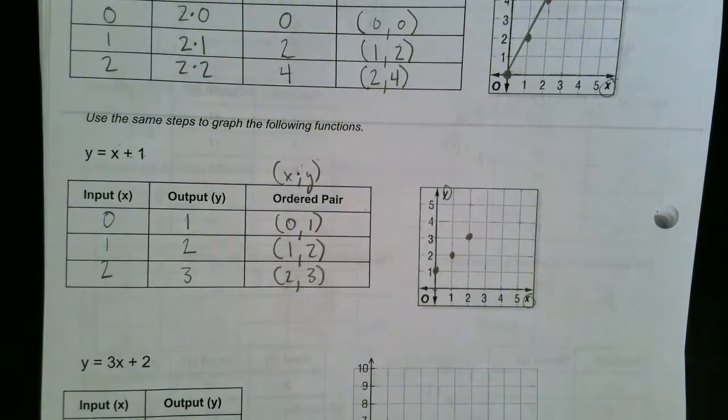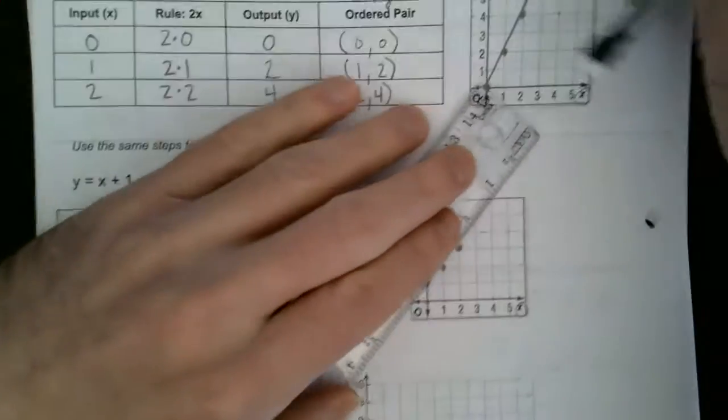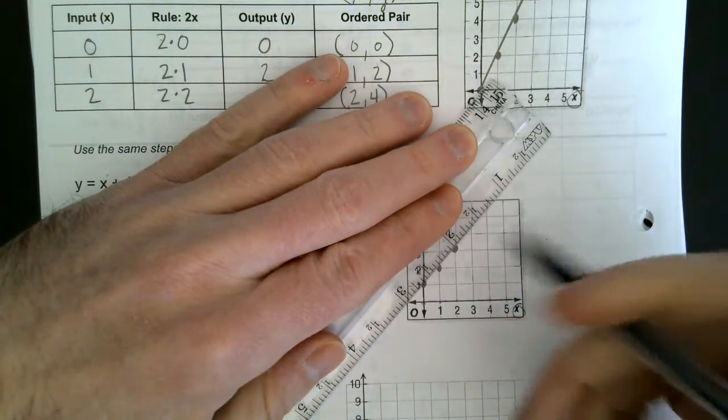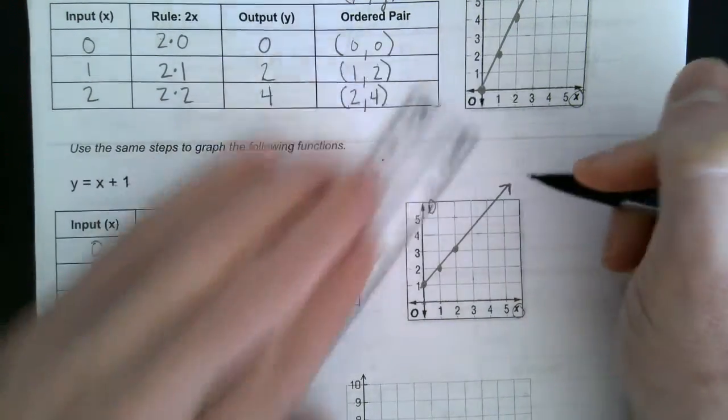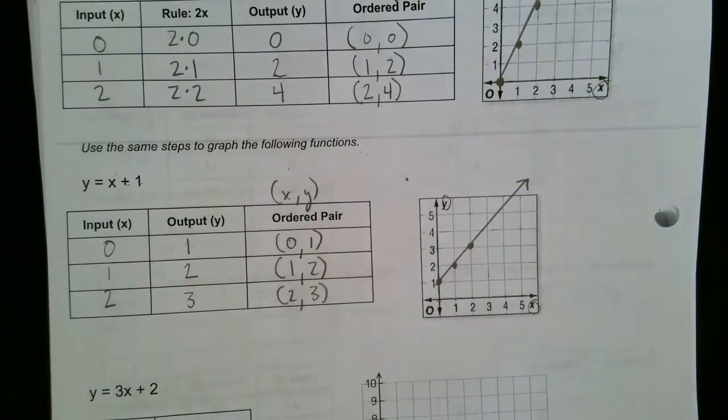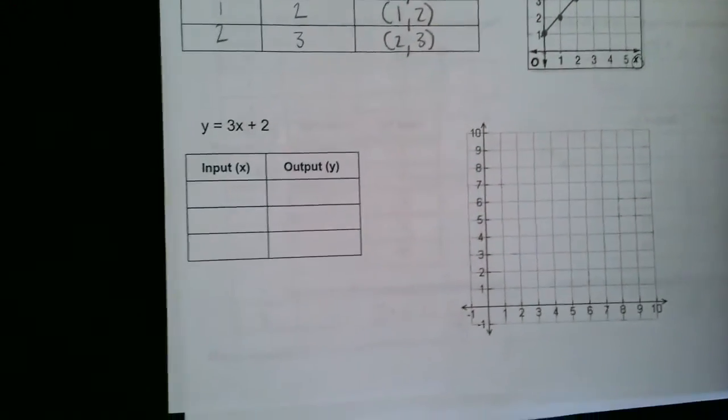And look at that. Another linear function. The functions that we work with in 6th grade are all linear. So if you ever don't have a straight line or a diagonal line like that at the end of it, you may have made a mistake somewhere. Okay? All right, let's try another one.